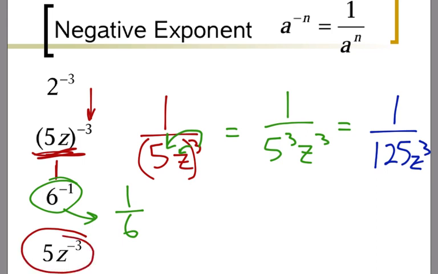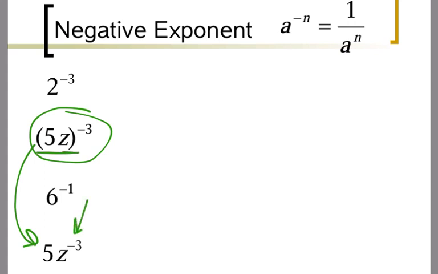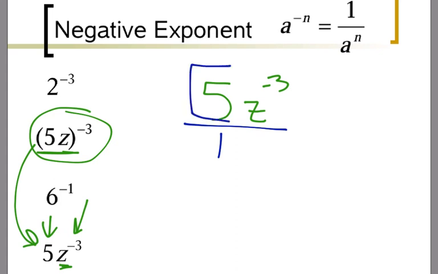So now check out this last problem and try to notice how it's different between the second problem and the last problem. They're very similar looking, but notice there's no parentheses, and that means that the negative 3 is only on the z, not on the 5. So this is where it gets a little tricky. Let me write it up here a little bigger. 5z to the negative third. Now there's still a fraction bar. It's really over 1. The 5 does not flip.